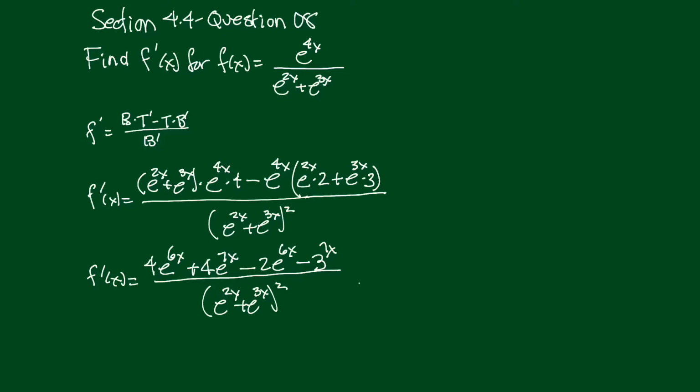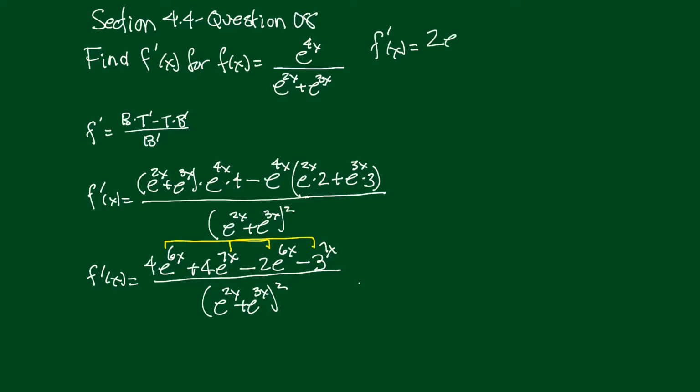And now, I think we can combine these, right? I got e to the 6x here and here, e to the 7x here and here. So we can combine, getting f prime of x equals, okay, what do we get on top here? We got 4 of these e to the 6x's, and we're going to subtract 2 of them, so that leaves 2 of those.